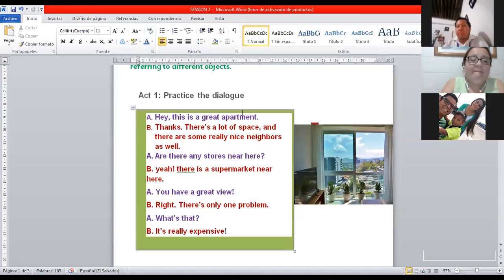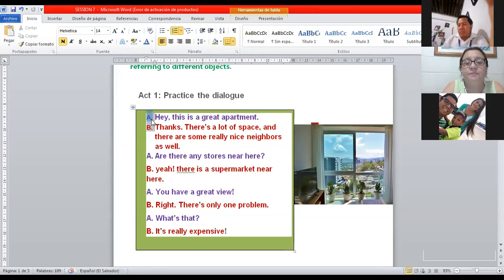That is great. Okay. First of all, we have a short conversation here. And we have two people, y están hablando de un apartamento, right? They are talking about an apartment. Guys, desde sus casas first, let's repeat this word. This is apartment. All right, and the first person says, hey, this is a great apartment. Este es un gran apartamento. This is a great apartment.